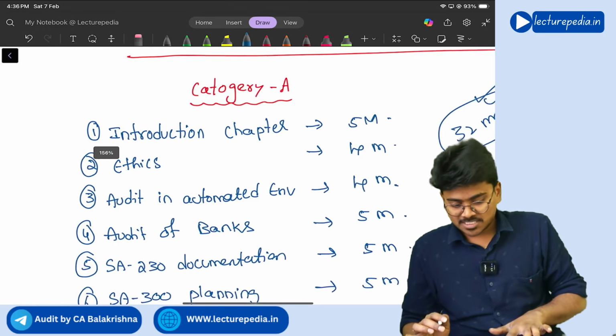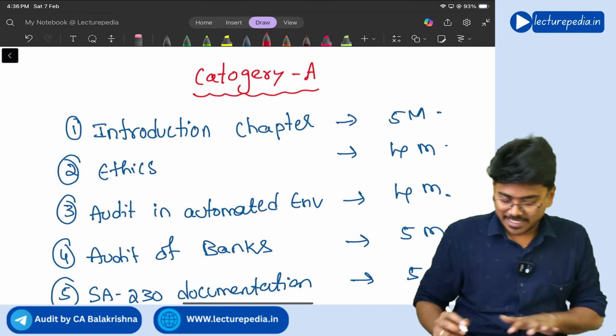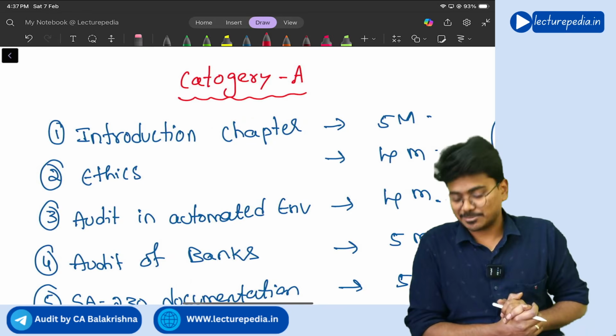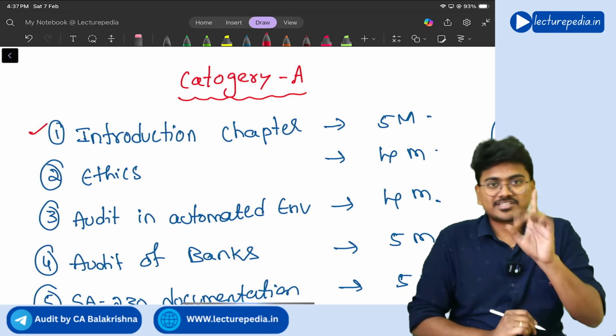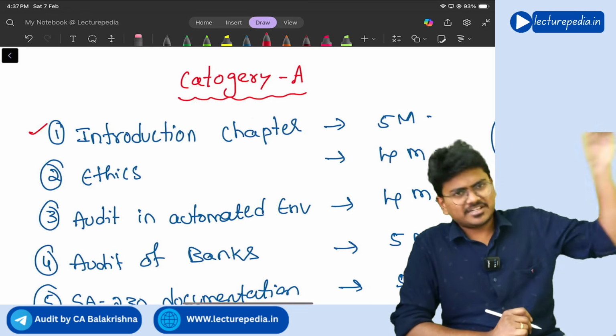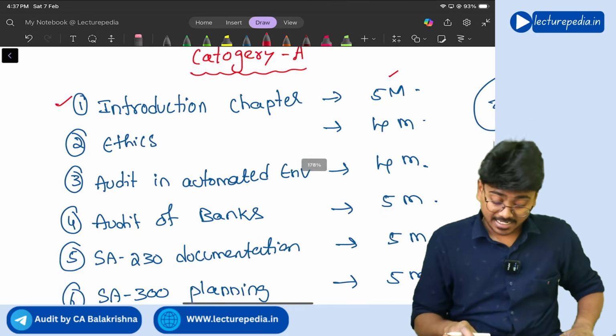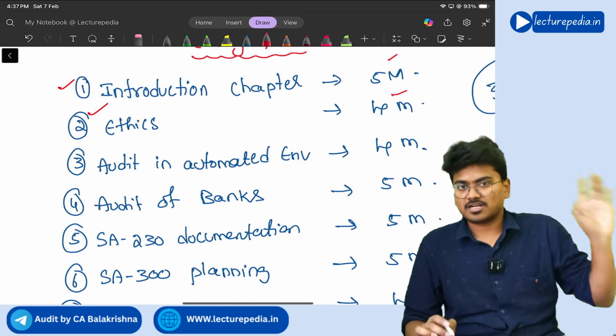So what are those chapters, sir? Please let us know, we will start reading the chapters. Yes. Firstly, the introduction chapter. You can observe every attempt 5 marks is coming from that introduction chapter. Next, ethics. 4 marks will come from ethics.